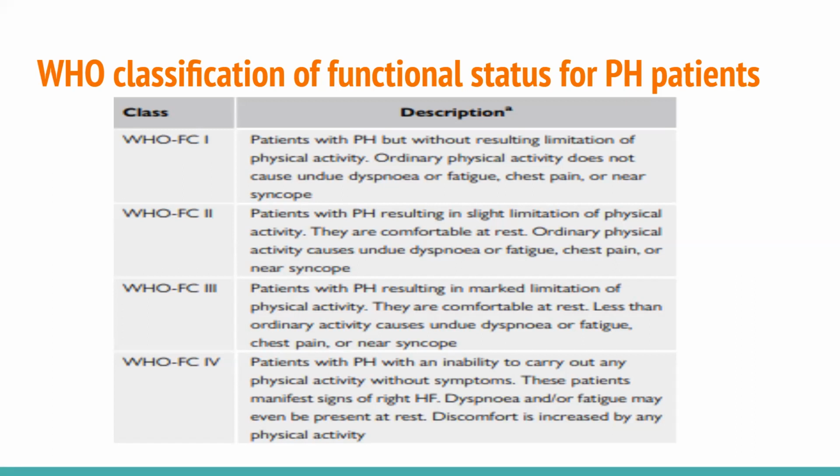Class 3 are patients with PH resulting in marked limitation of physical activity. They are comfortable at rest. Less than ordinary activity will cause dyspnea, fatigue, chest pain, or near syncope. Class 4 are patients who are symptomatic at rest. These patients manifest signs of right heart failure, dyspnea, and fatigue, maybe even at rest. Discomfort is increased by any physical activity.